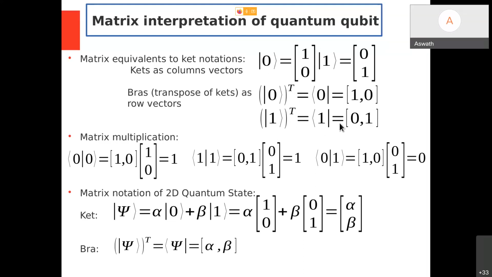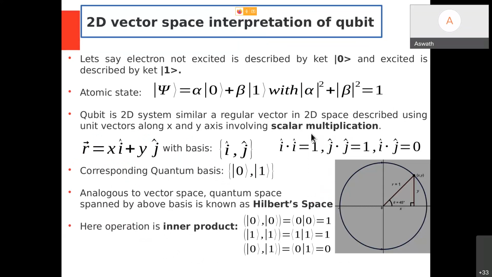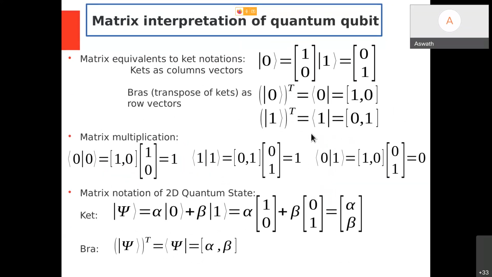Okay, so for me, when I introduced the bracket notation, the transpose of a ket is a bra, right? Obviously, right angle. Mirror image is a left angle, right? So that's the kind of interpretation we'll do. So here, 0 ket is this, 0 bra is this.